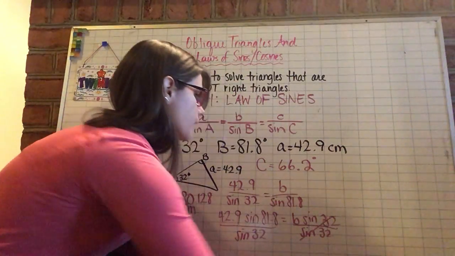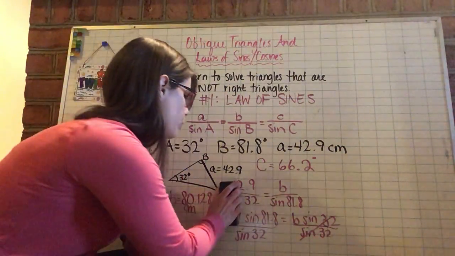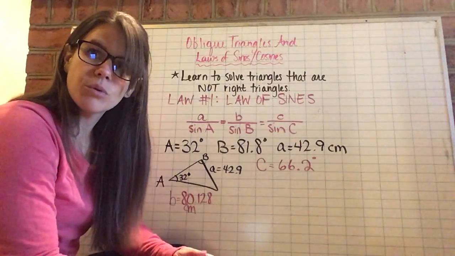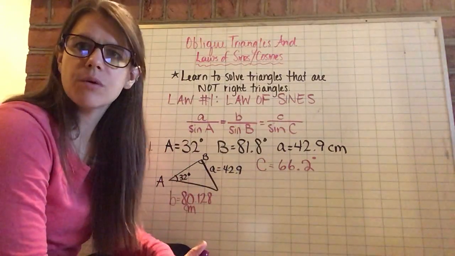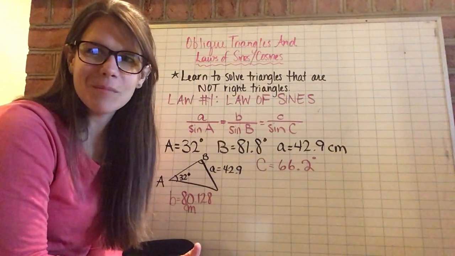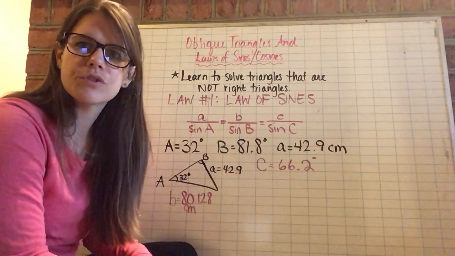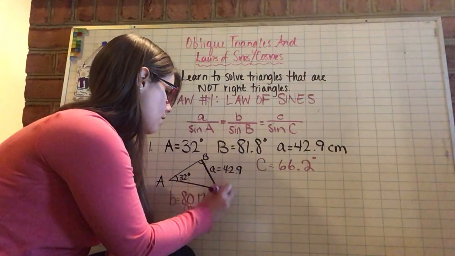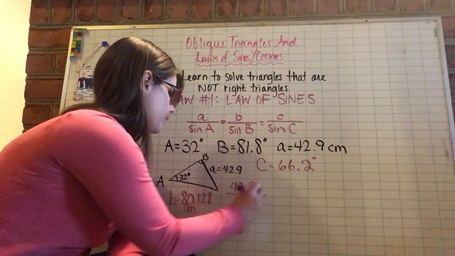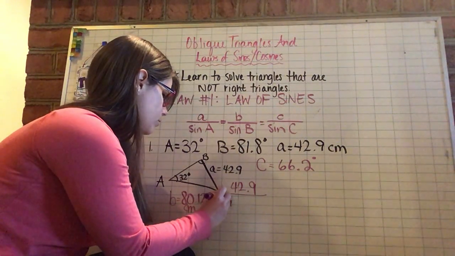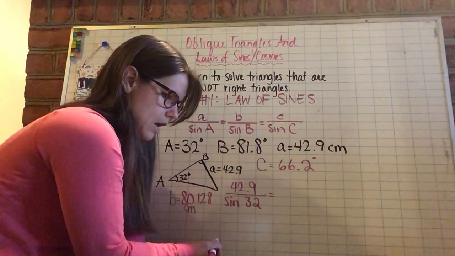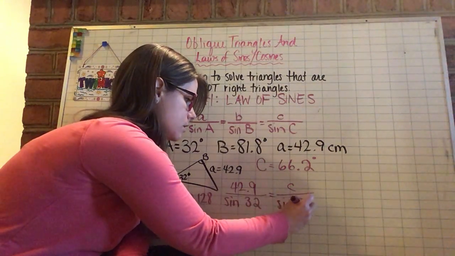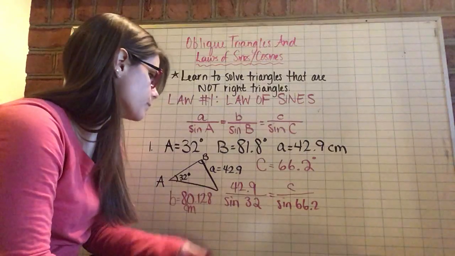All right, I do have to erase all this so I have room, but we also need to remember that, again, we are not dealing with a right triangle, so we cannot at this point say, ooh, now I can just use the Pythagorean theorem. Doesn't work anymore, okay? That's just for right triangles. So we have to go back to our law of sines and set this up again. I should have left that one ratio, because I'm going to use the same thing, and then I'm going to set that equal to C over sine 66.2.